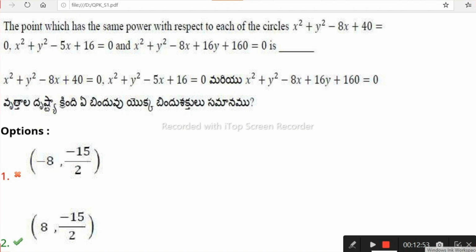Yes, what is this question? This is the last question from circles in this paper. What is that? The point which has the same power with respect to each of the circles. He asked to find the point that has equal power with respect to the 3 circles. Indirectly he is asking, do you know what the point which has equal powers with respect to 3 circles is called as?